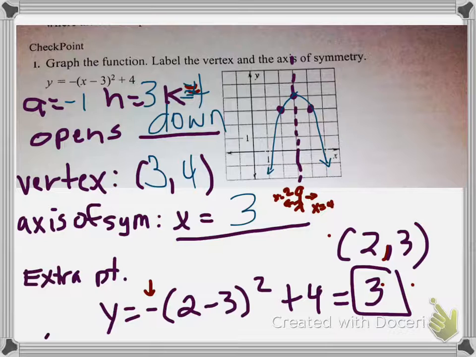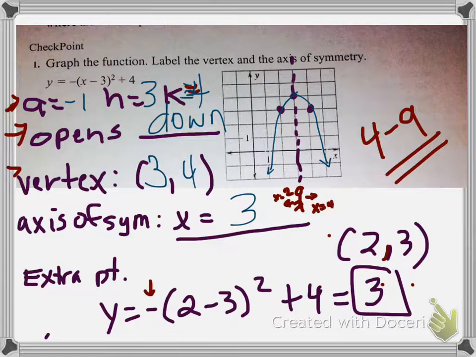So you should be able to work on problems 4 through 9 from the worksheet, practice 4.2. 4 through 9. It's just the same. Follow the steps. Look for this. Which way does it open? My vertex, my axis of symmetry, my extra point. So if you find these 5 things that we're looking for, you should be fine.